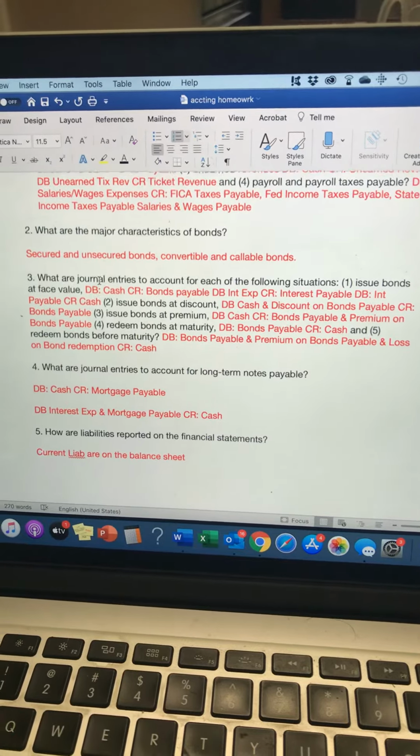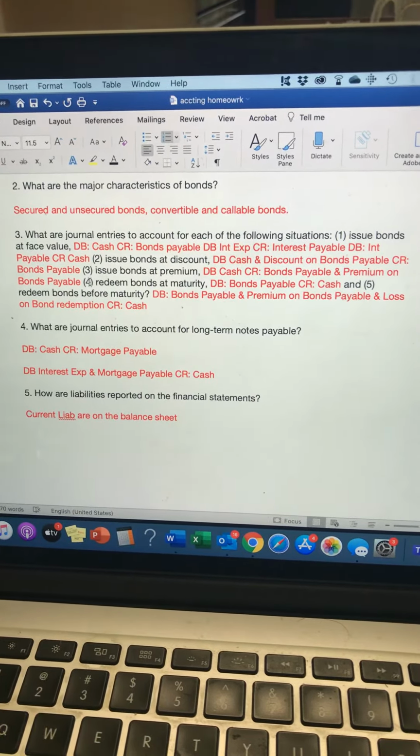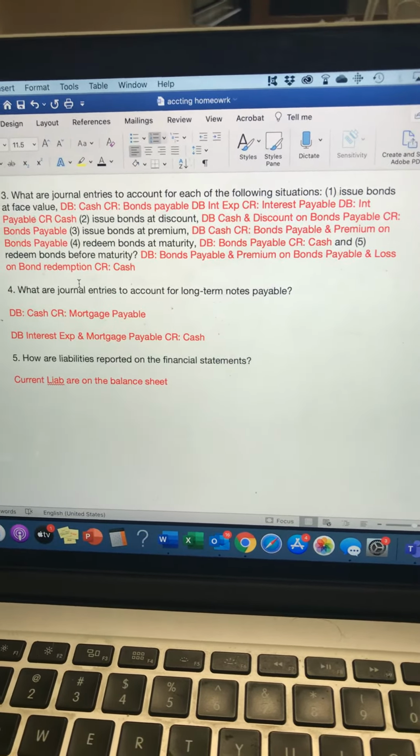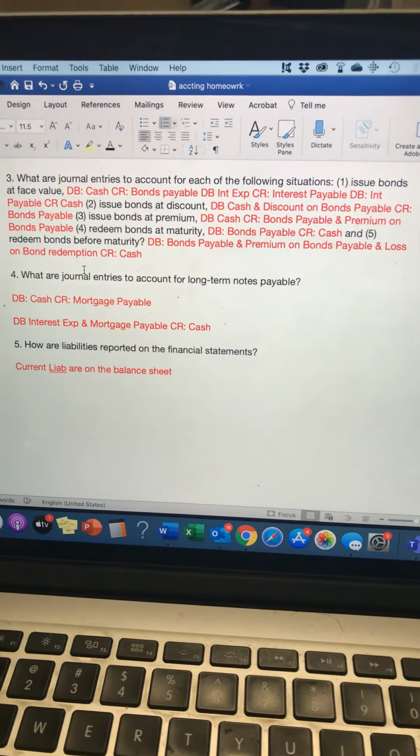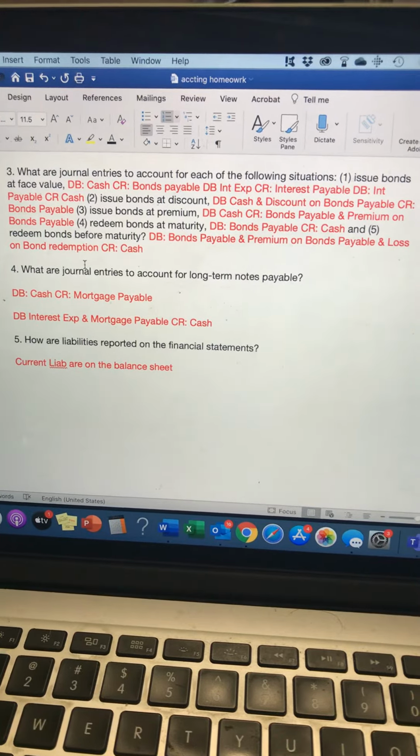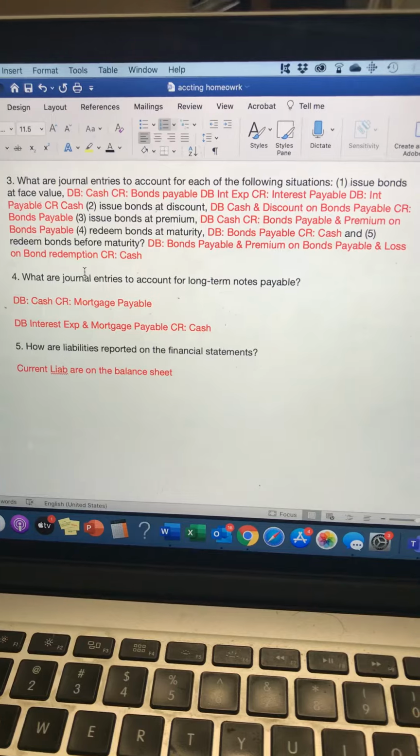What are the major characteristics of bonds? They're secured and unsecured, convertible, and callable bonds. The journal entries to account for each of the following situations: for an issue of bonds at face value, you debit cash, then credit bonds payable. Then you debit interest expense and credit interest payable. Then you debit interest payable and credit cash.